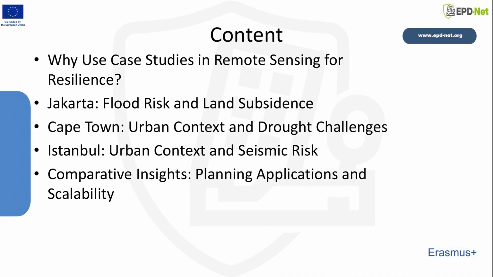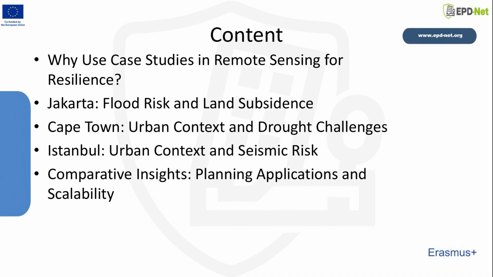This class outlines the structure of the session so that students can follow the narrative. It begins with a short motivation for why case studies are useful in bridging theory and practice in urban resilience planning. The presentation then moves through three city examples: Jakarta, where remote sensing is used to monitor land subsidence and flood exposure; Cape Town, where vegetation indices support drought and water scarcity management; and Istanbul, where multi-decadal imagery documents urban expansion in a seismically active context.